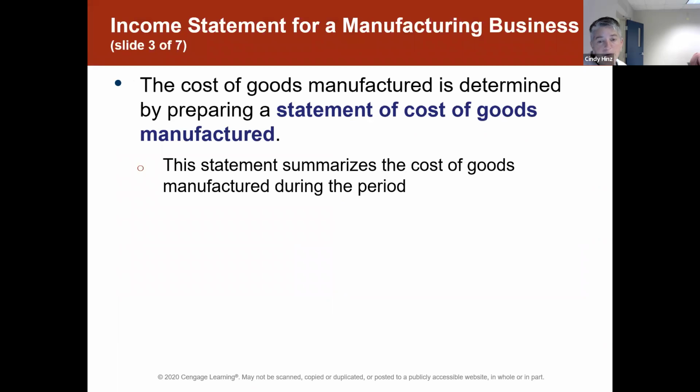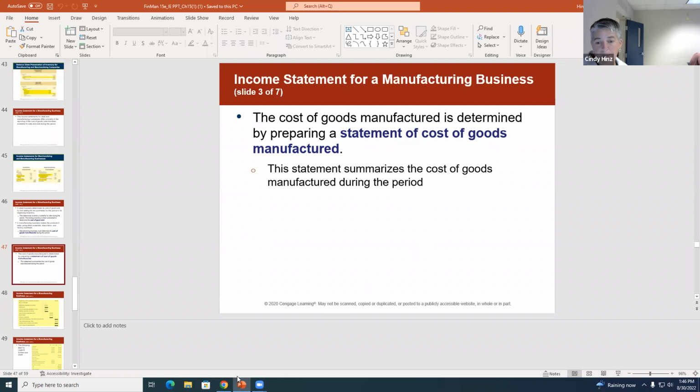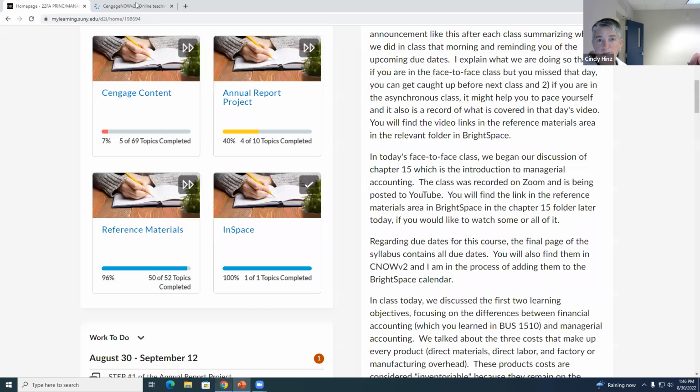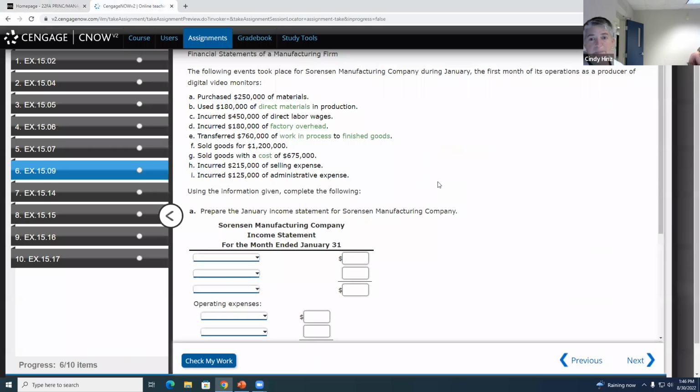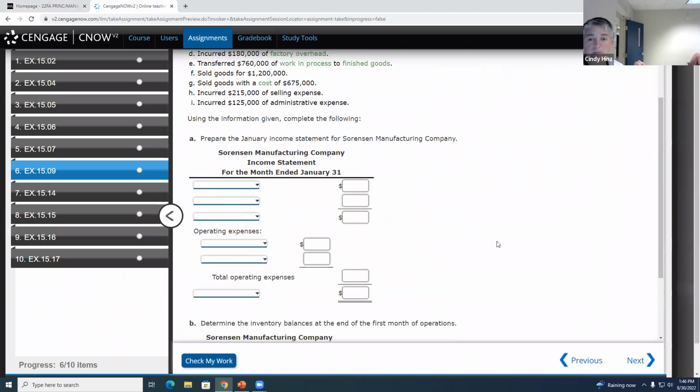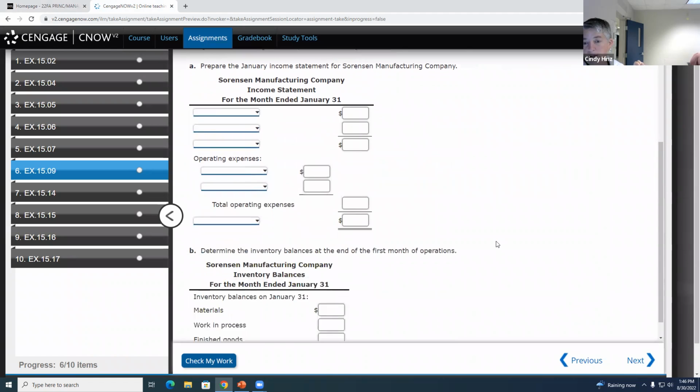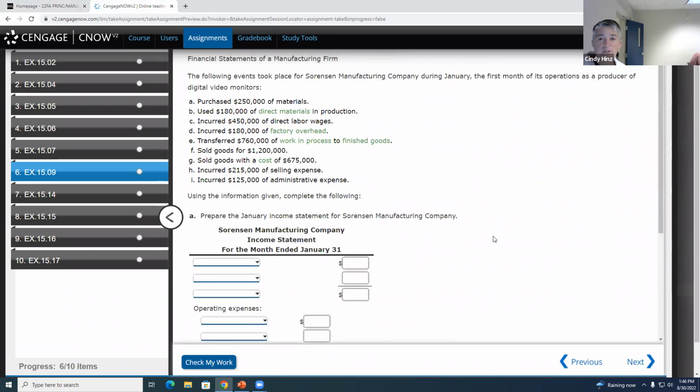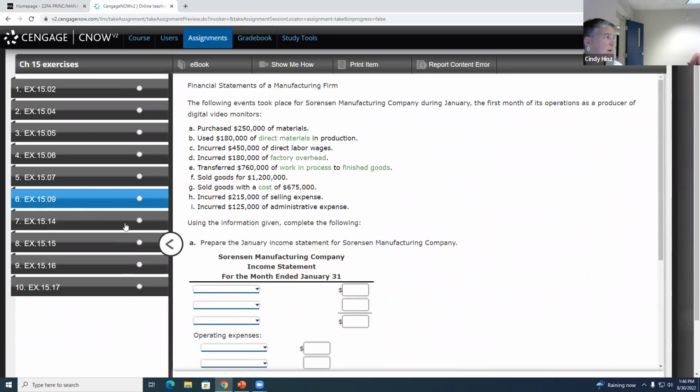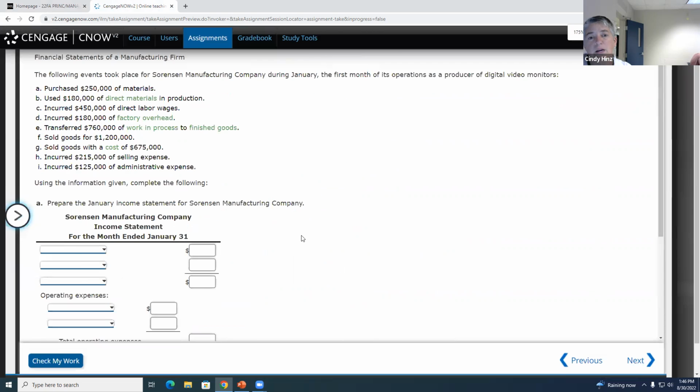So I think before we get to the statement of cost of goods manufactured, let's go to our exercises. We should be able to do our first exercise for today, which is exercise 6, based on what we already know. I'm going to make this a little bigger.